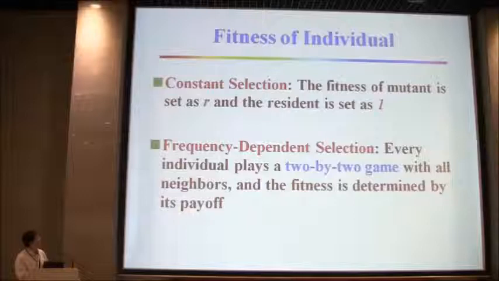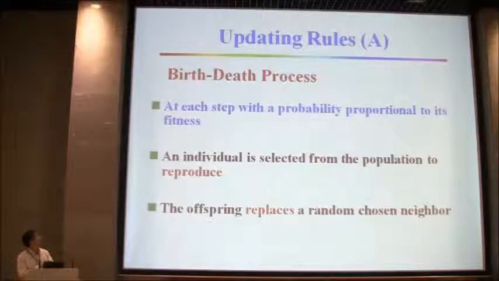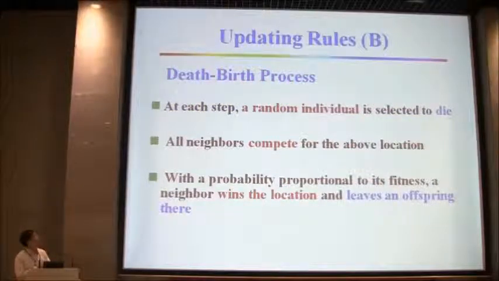Now we give some notations. Under constant selection, the fitness of the mutants is set as r, and the fitness of the residents is set as 1. Under frequency dependent selection, every individual plays a 2 by 2 game, and the fitness is determined by payoff. Then there is the birth-death process: at each step, with probability proportional to fitness, an individual is chosen from the population to reproduce.